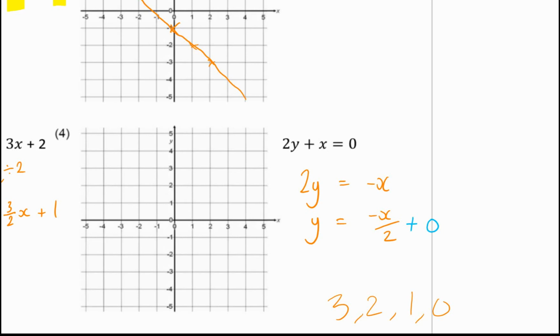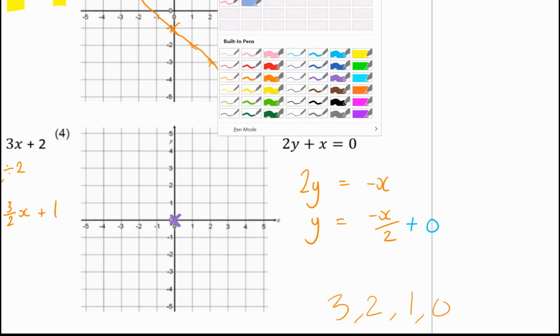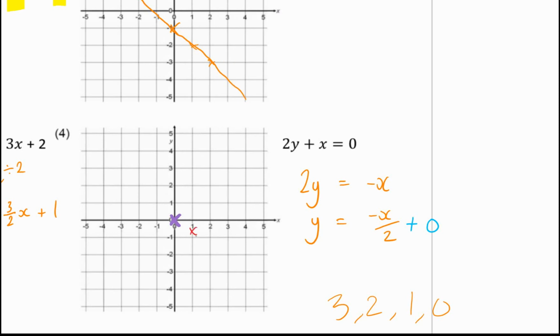Okay, so we're starting at 0, and each time we go 1 square across, we go half a square down. Again, minus x over 2, that is the same as minus a half x. So 1 square across, half a square down. That gives us enough points to get our line together.